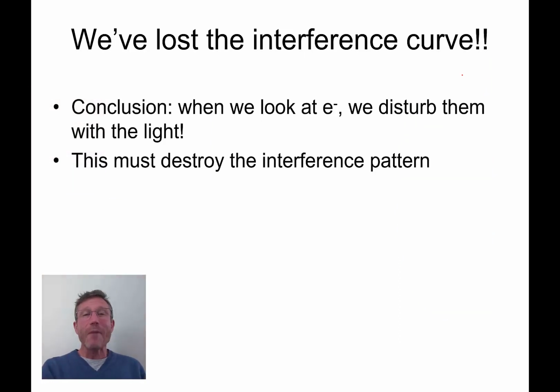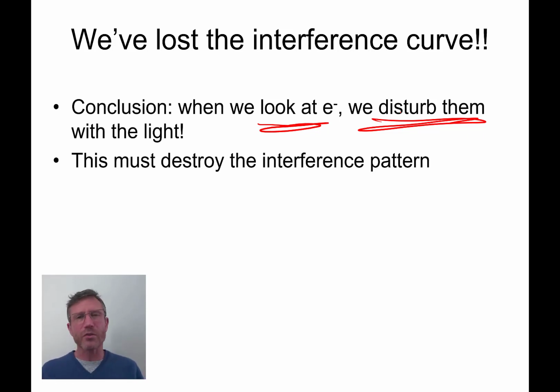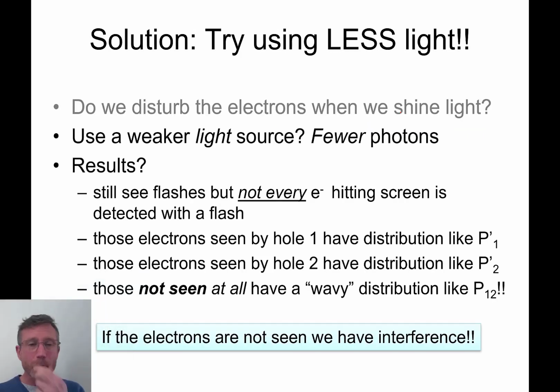The key here is, people say, well, when we're looking at the electrons, we're probably disturbing them with the light. They're thinking, okay, the light is coming in and it's impacting the electron. So that's the problem. That's what's destroying the interference pattern. But there are also some follow-up experiments.